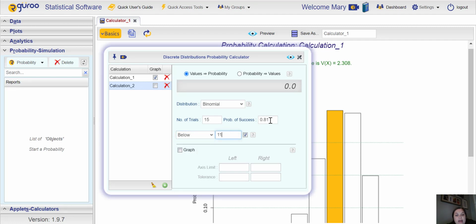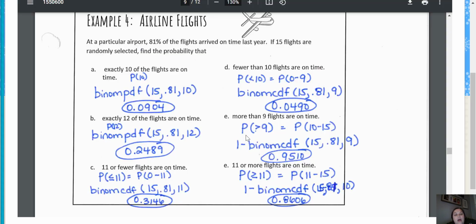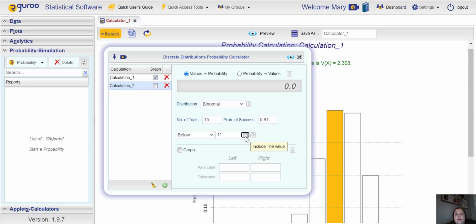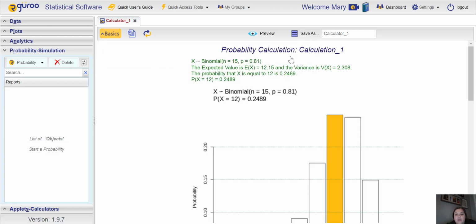Below what? 11. Now here's something really important. There's this little check box here, and it means include the value. So when we say 11 or fewer, does that include 11? Well, 11 or fewer would be 11, 10, 9, 8, 7, 6, 5, 4, 3, 2, 1, 0. So it does include 11, so I want to check that box. If it didn't include 11, I would uncheck the box. I'm going to hit graph because I think the graph is very helpful as a visual. I'm going to hit the preview.